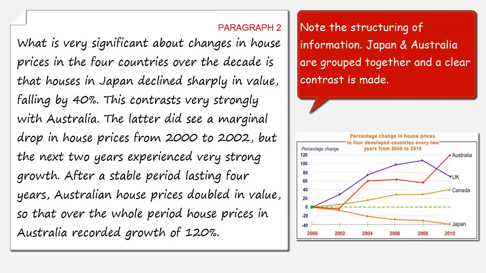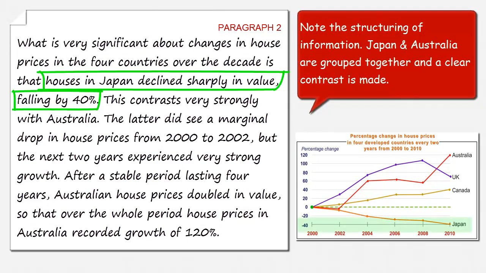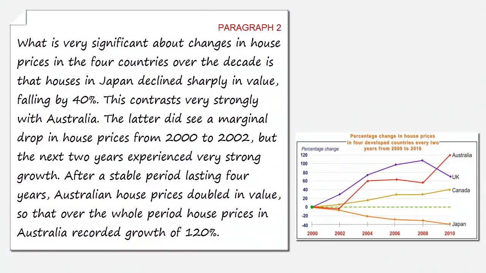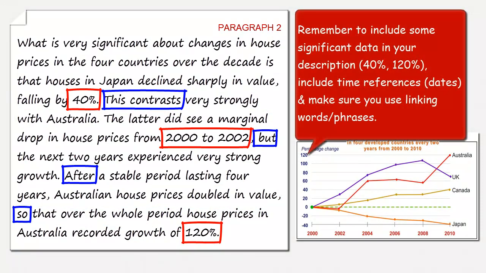Note the structuring of information. Japan and Australia are grouped together, and a clear contrast is made. Remember to include some significant data in your description, for example 40%, 120%. Include time references such as dates and make sure you use linking words and phrases.